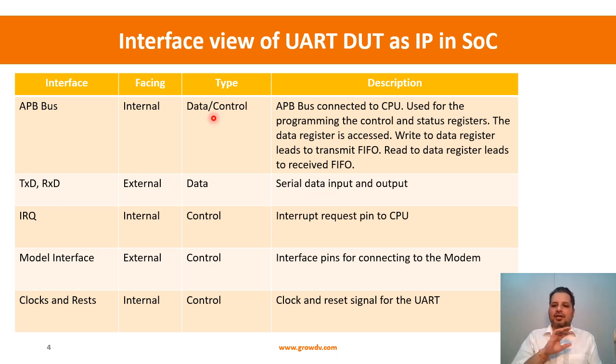All that is happening through the APB. So data is accessed through APB, control is accessed through APB. So both types of accesses are happening through the APB bus. And then you have the TXD and RXD pins, which are single bit, serial pins. One pin is going out and one pin is coming in, and because these are 2 different pins, UART can support full duplex communication, and these 2 pins are external pins.